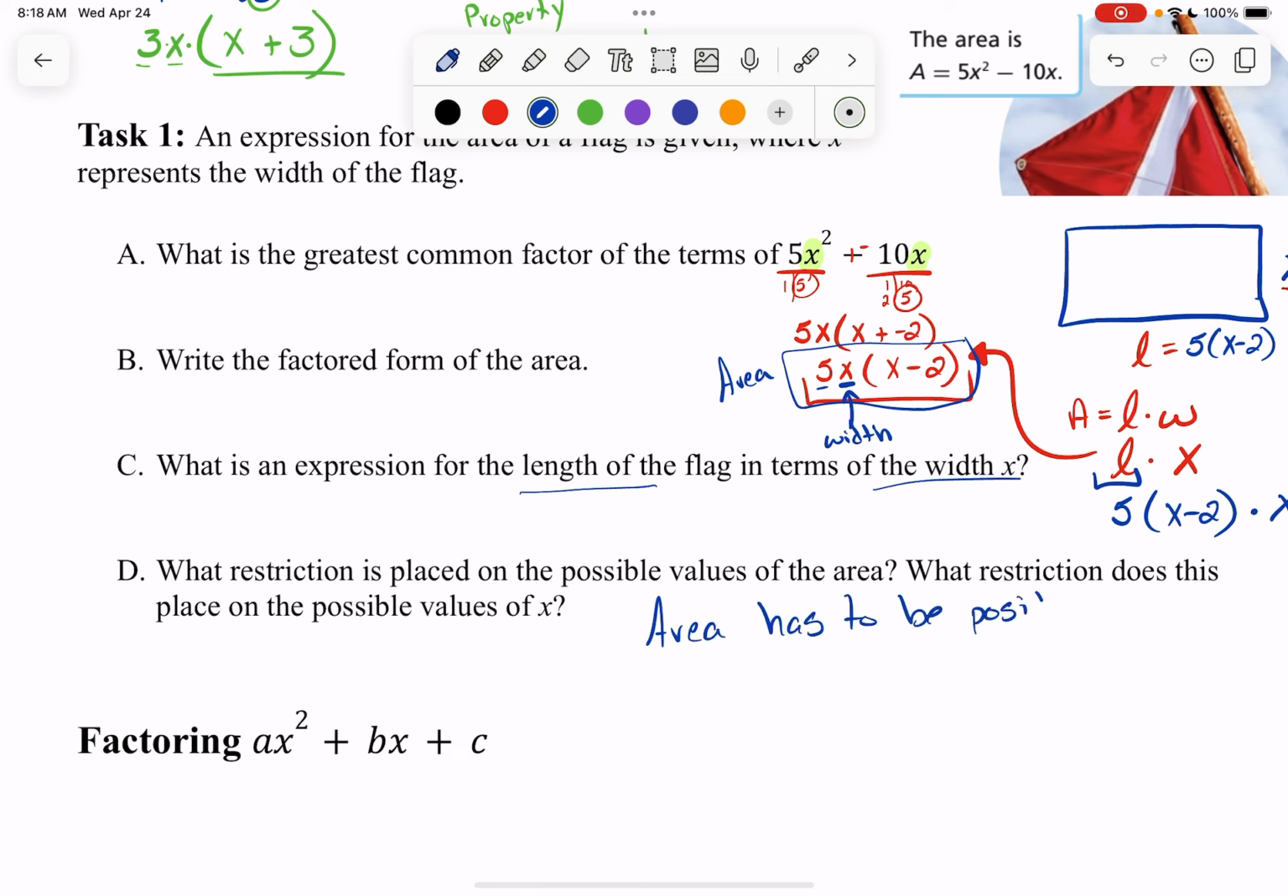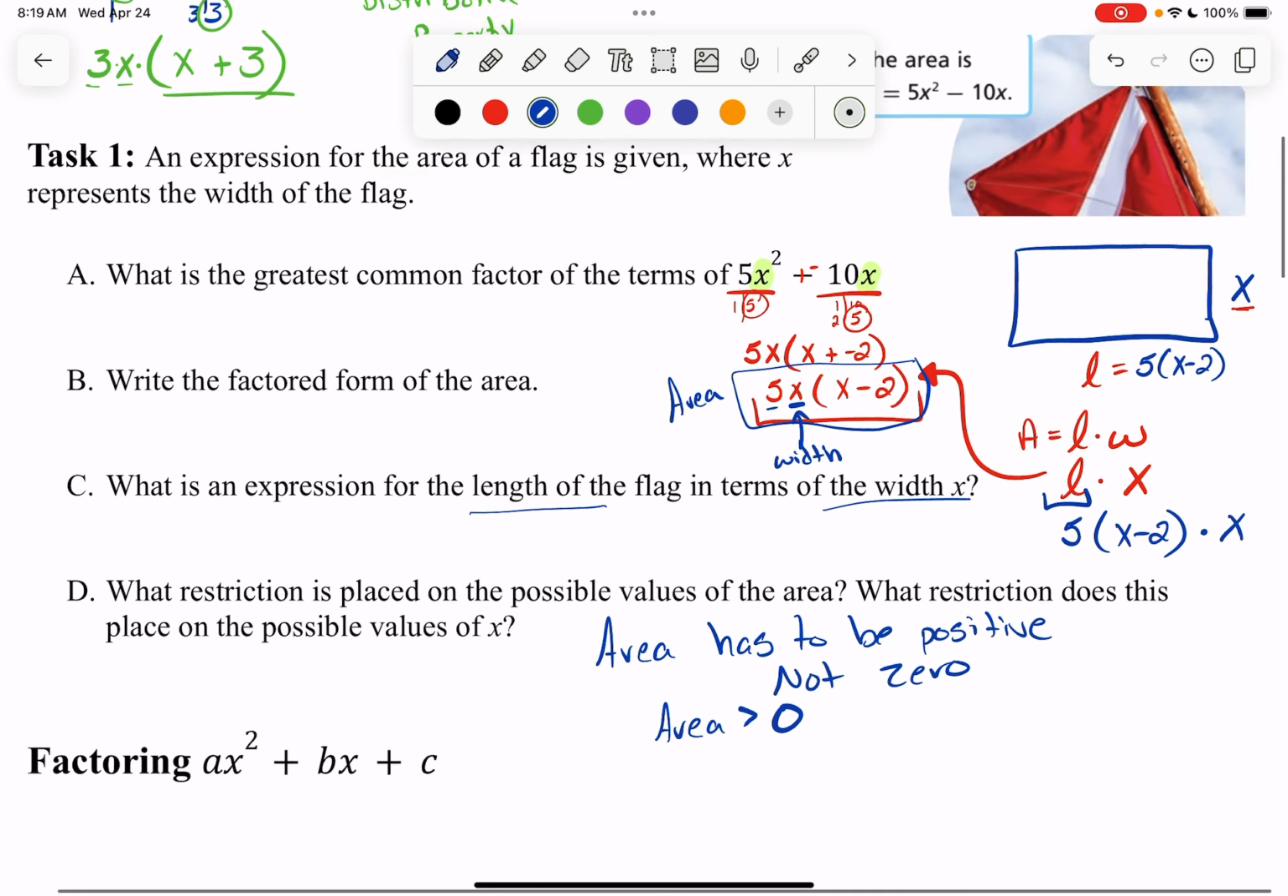It also can't be 0. Can I have a 0 area? No, the figure wouldn't exist if the area is 0. So it has to be positive, not 0. So I could write the area has to be greater than 0. It could be an infinitesimally tiny flag and have a super small area, but it can't be so small that it's 0. So the area has to be greater than 0.